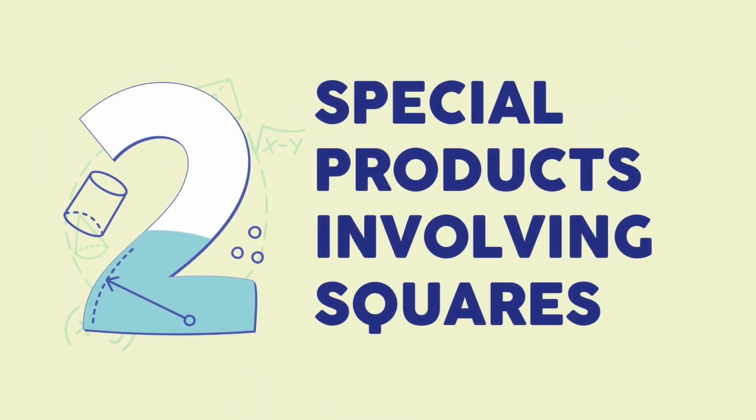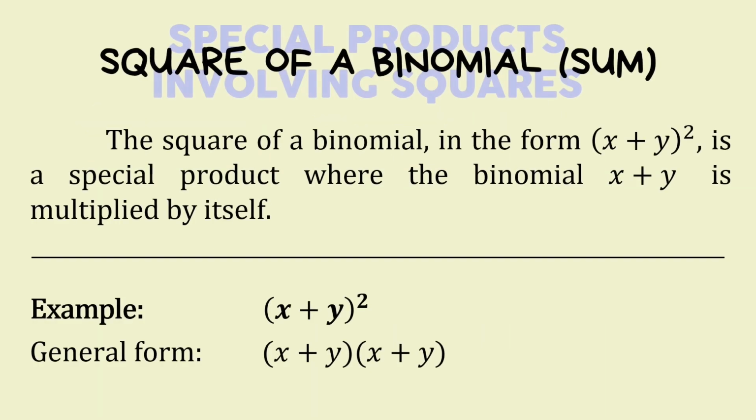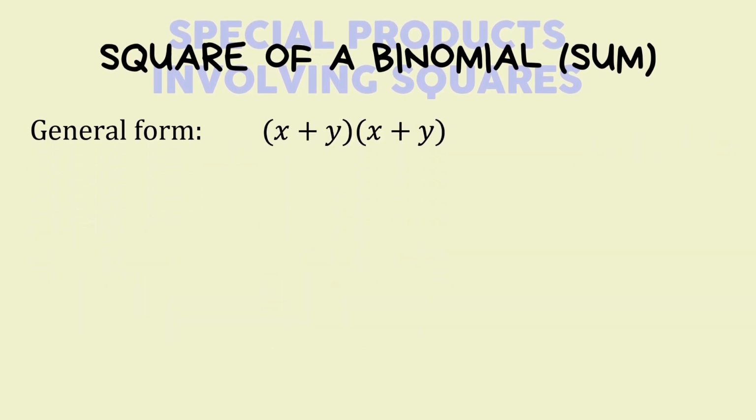Let's get right to the first special products, which involve squares. We have the square of a binomial in the form quantity x plus y squared. Recognize this? This was number 5 in our recall activity. Basically, what we have to do is multiply the binomial by itself. If we are given x plus y squared, we would have x plus y times x plus y. Simple, right? Here comes the trickier part.